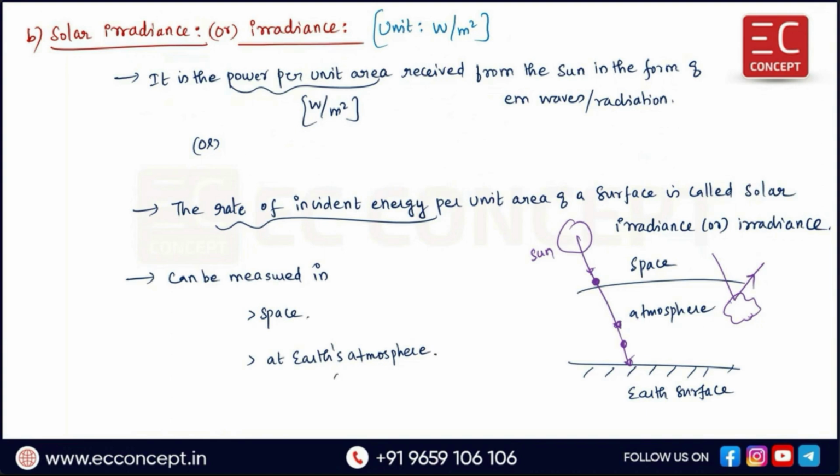At Earth's atmosphere, after atmospheric absorption and scattering, this particular terminology is called solar irradiance. The third terminology is called solar insolation.